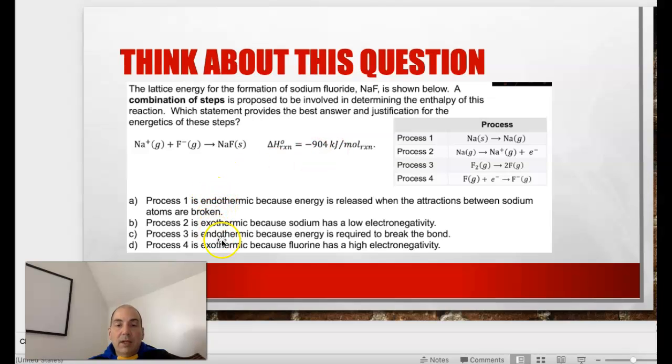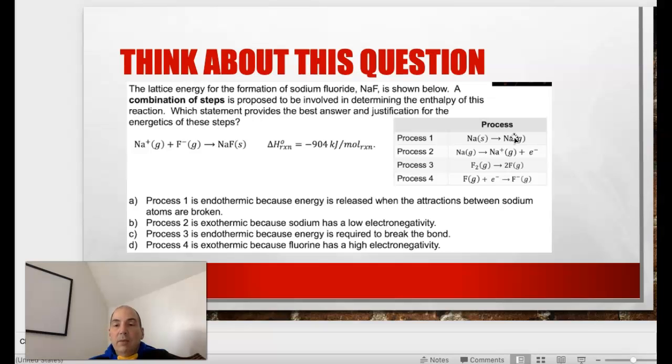So now it's looking at these four processes and saying which ones are endo or exothermic. So first thing it says is process one is endothermic. Well, let's see. If I go from a solid to a gas, I have to break intermolecular forces, okay?